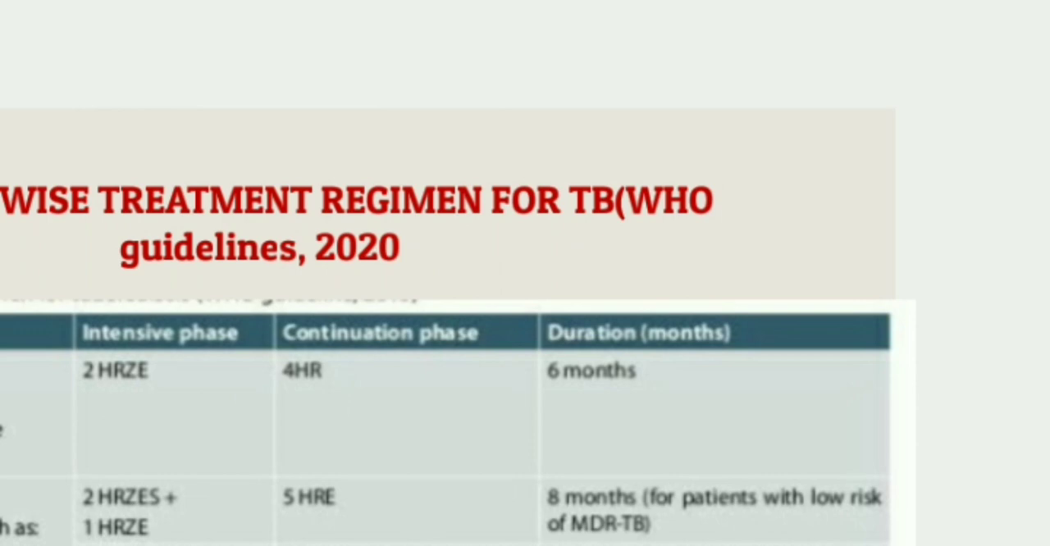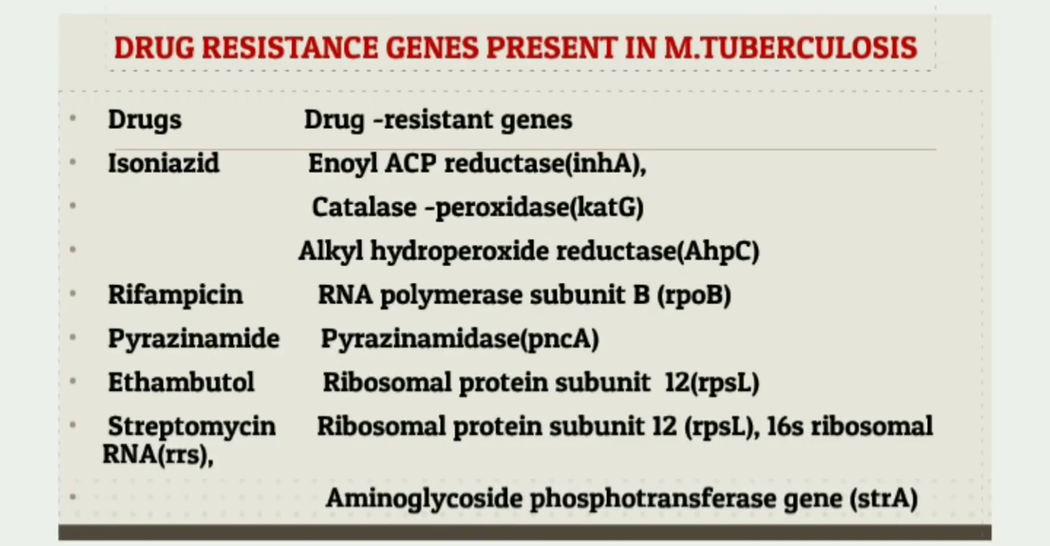Next, let's discuss drug susceptibility testing, or DST. It can be carried out by both phenotypic and genotypic methods. Popular phenotypic methods include the proportion method and Bactec MGIT. The proportion method is the gold standard method actually.